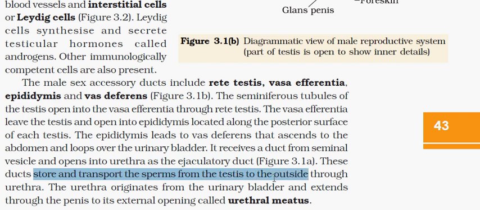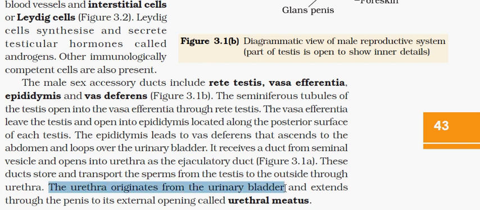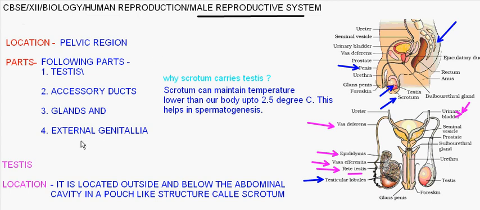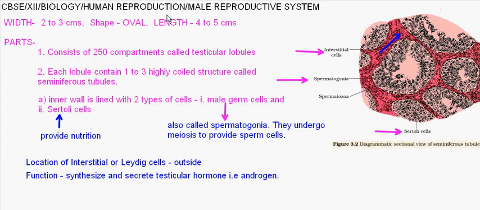Now moving on to the external genitalia. So what is called external genitalia? In the first page, talking about the parts only, I said penis is known as external genitalia. As you can see, the penis is present outside the body. And what are the parts of the penis? Actually, it has a protruded or bulbous structure at the end of it, or you can say at the tip. The structure is called glans penis.